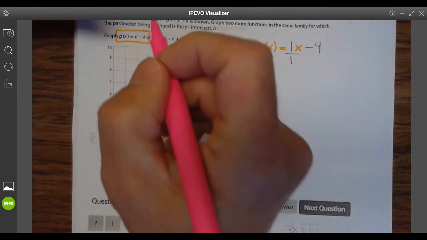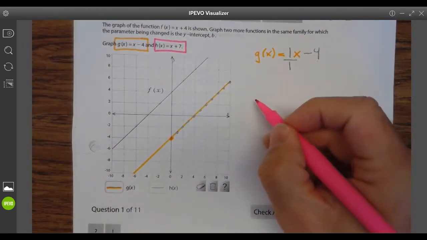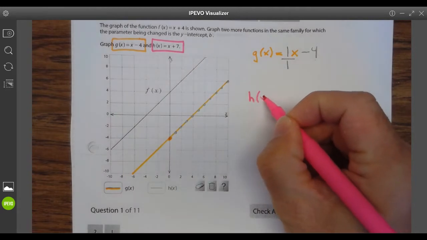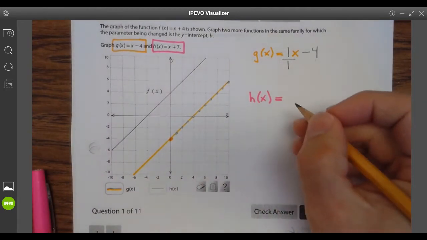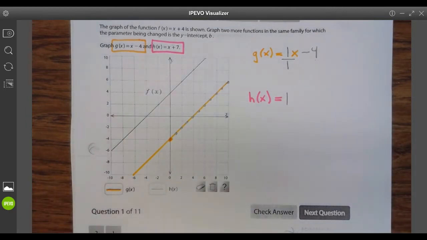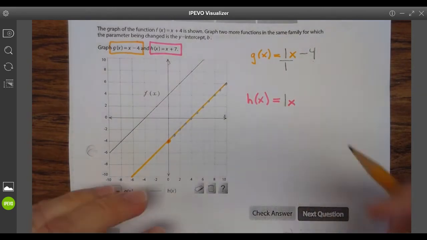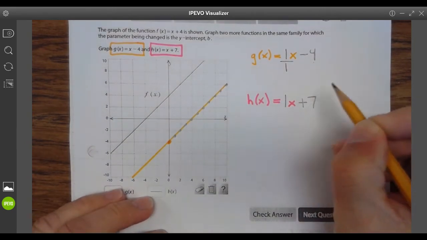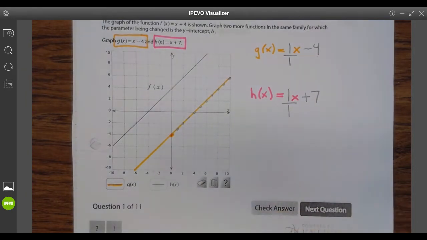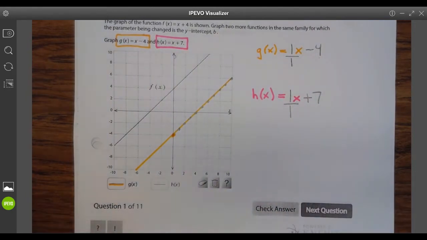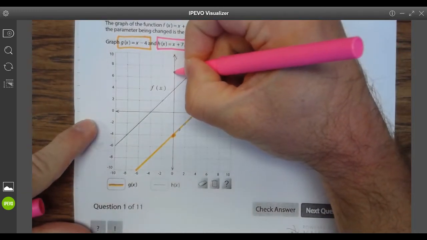Now let's graph h of x, and let's go ahead and do that in pink. So we have h of x equals, if there's not a number in front of x, we're going to put a 1, so that's 1x plus 7. Now, we need slope to be rise over 1, so we're going to divide this by 1. So we start our y-intercept at 7, so 0, 7 is between 6 and 8, so 0, 7 is right here.